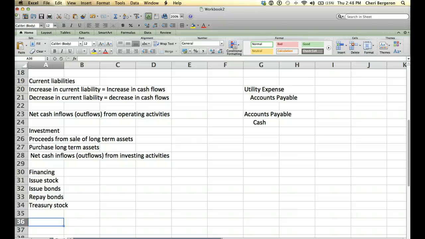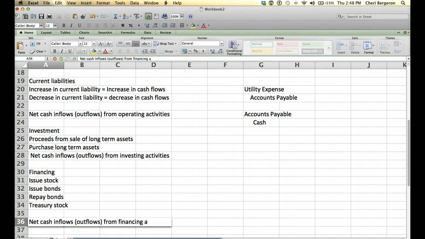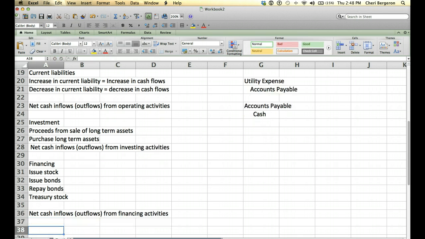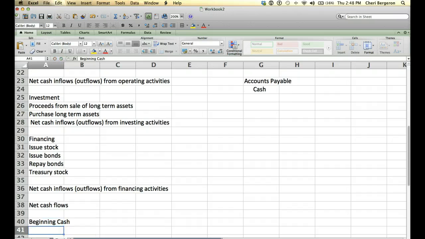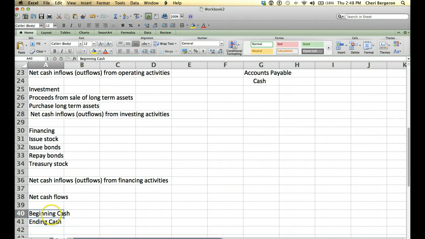So then you come down to net cash inflows or outflows from financing activities. And then you're going to net the three together. Your inflow or outflow from operating, investing, and financing. And that is your net cash flows. Right beneath it, you do a little reconciliation. You put your beginning cash and your ending cash, and the change in this must equal your net cash flows. And then you know that you have properly accounted for every change in your cash. And furthermore, you've categorized it as an operating, investing, or financing activity.